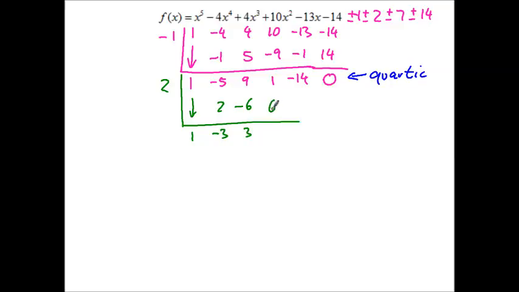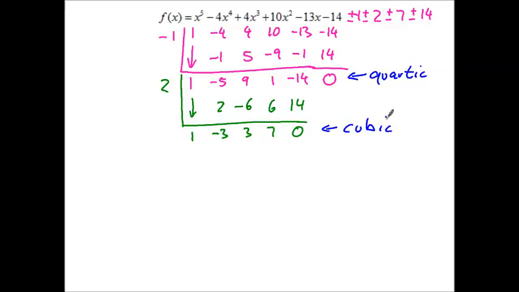2 times 3 is 6. 1 plus 6 is 7. 2 times 7 is 14. Negative 14 plus 14 is 0. And yes, 2 worked indeed as another 0. And we now have turned this into a cubic function.